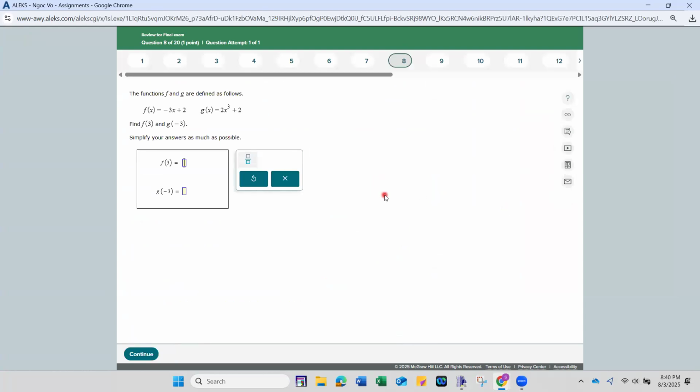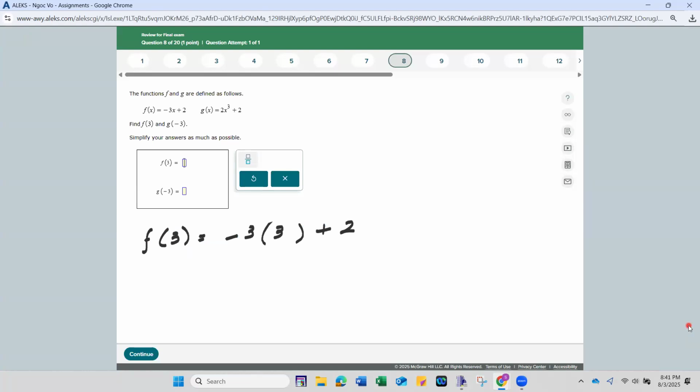The next question is about evaluating the function. In order to evaluate the function, you need to replace the x value in the function. So first I'm looking for f of 3. You just need to replace x with 3 in the f function. So you can write 3 instead of x. But first I'm going to write the whole function as it is. And now I'm replacing x with 3.